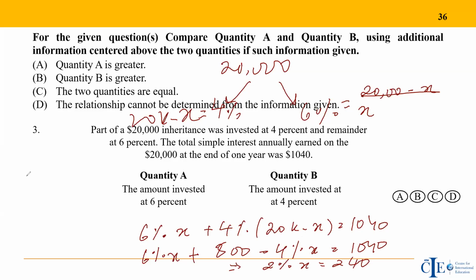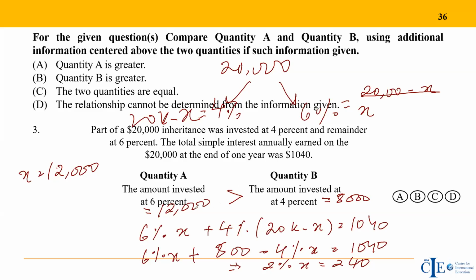So if 2% is 240, 1% is 120. So therefore, 100%, X would be 12,000. So the 6% value is 12,000, and the 4% value is actually 8,000. So after solving, you get the 6% as 12,000, 4% as 8,000. And that's why quantity A is greater, because you have invested 12,000 at 6%, but only 8,000 at 4%. So therefore, that value is bigger.